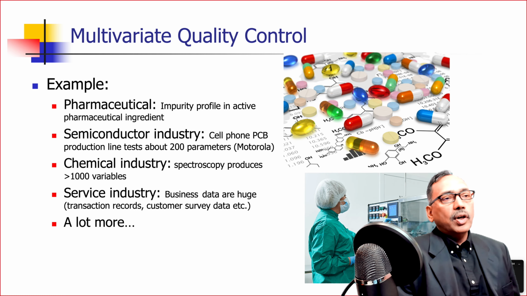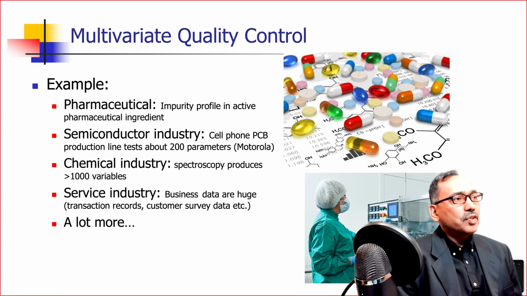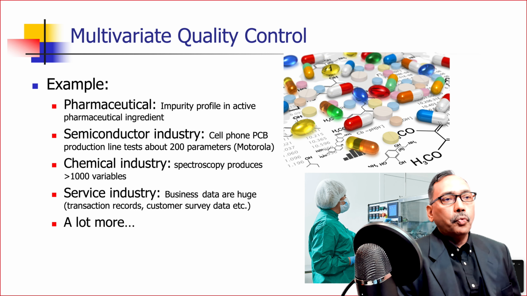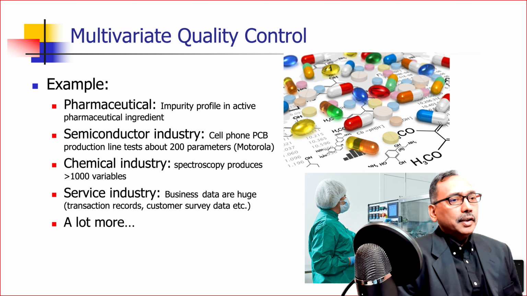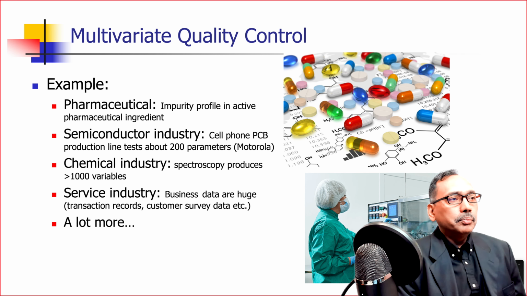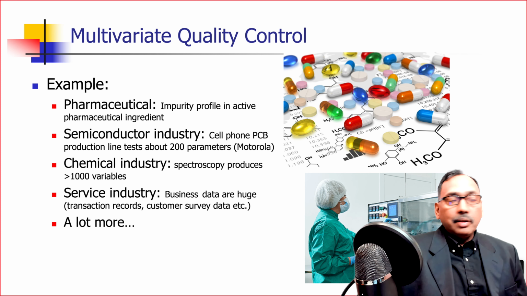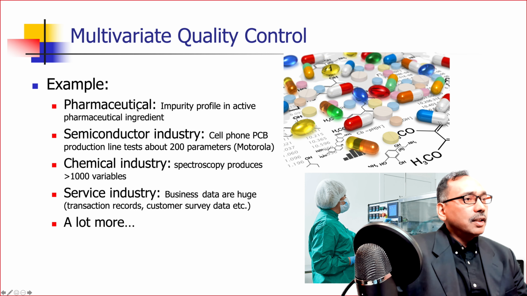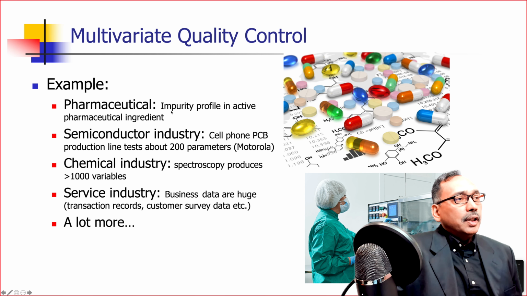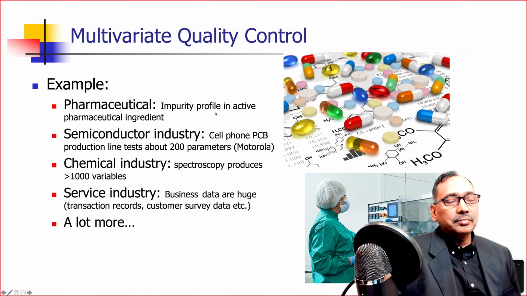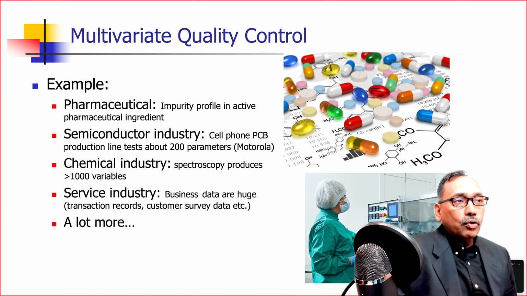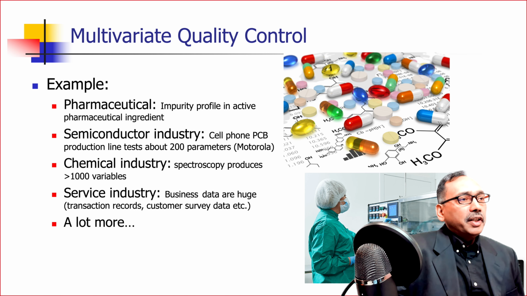There are many quality characteristics in industry, all kinds of industries, where we see not just one important variable, but much more than one. Some examples are listed here. In pharmaceutical companies, people like to monitor the impurity profile. And as you know, impurity creates problems for quality, so monitoring that is definitely important.